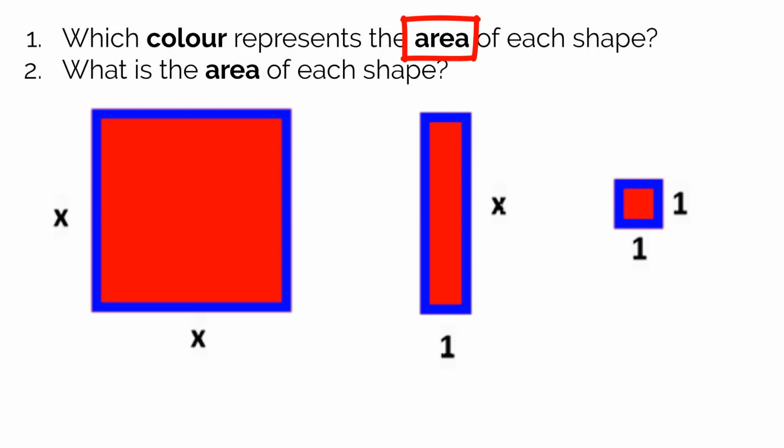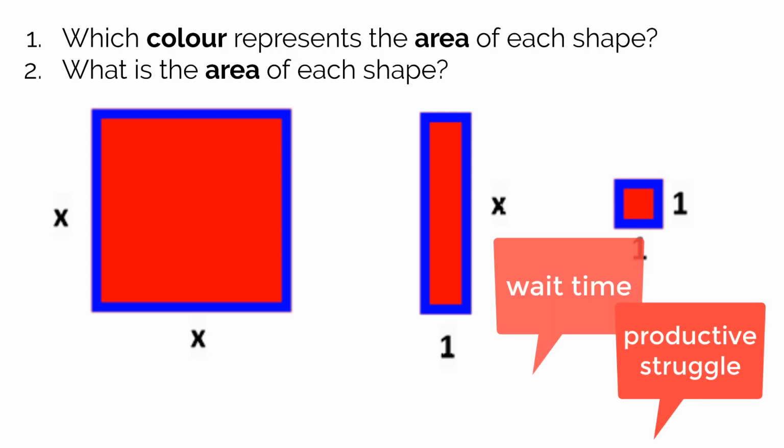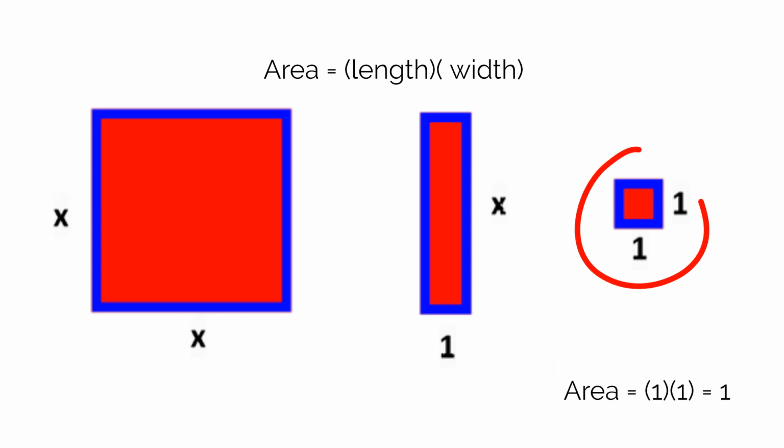So you could show this image to students and say, which color represents the area of the shape? And students are going to tell you, well, it's red because it's the space inside the shape. What is the area is going to be a harder one, a little bit of wait time and productive struggle. And we're hoping that students remember that the area of a rectangle or a square is the length times the width. So starting over here, the area is 1 multiplied by 1, which gives us 1. That's why those little guys are called the 1 tiles.